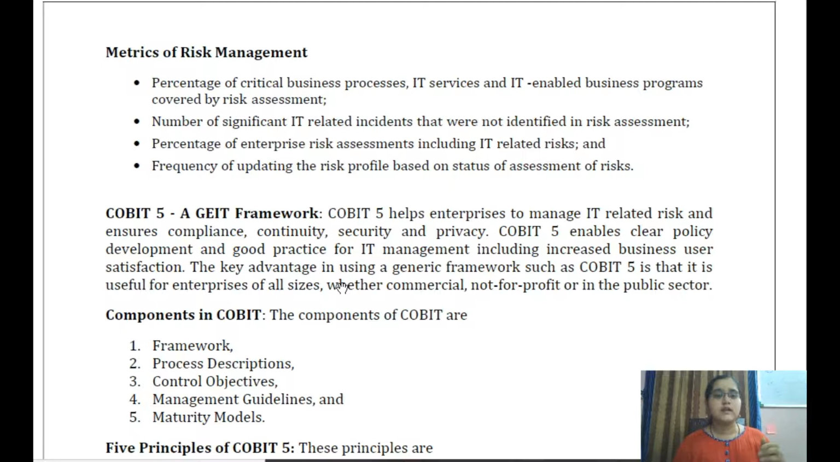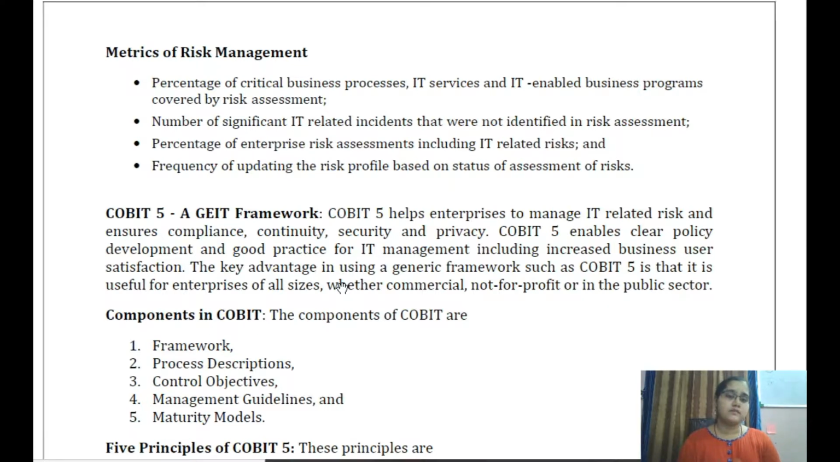Make a list of it. Then the percentage of enterprise risk assessment including IT related risk. Then see what are the different types of risk assessment incurred in the enterprise, including whether risk assessments even cover IT or not, and the frequency of updating the risk profile based upon the status of assessment of risk. Every time you take a risk assessment and find a new risk, update the risk profile so that the other stakeholders can get a good idea of what kind of risks the organization is facing.